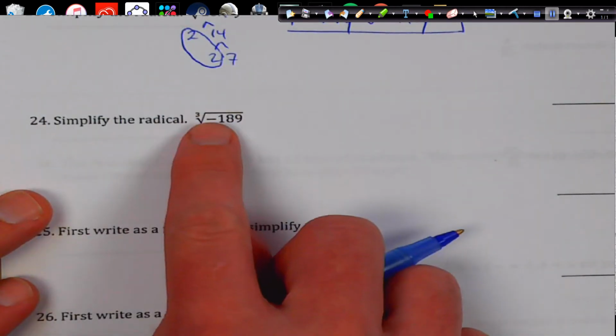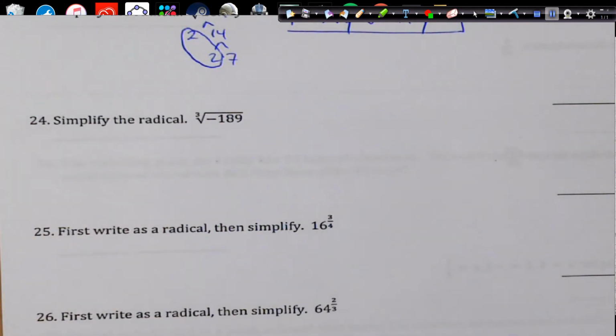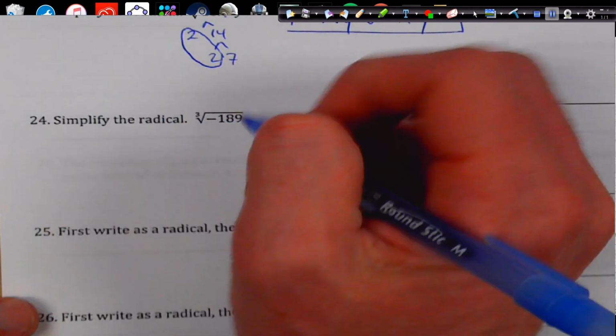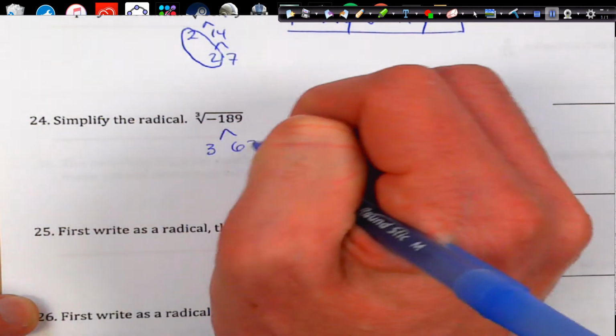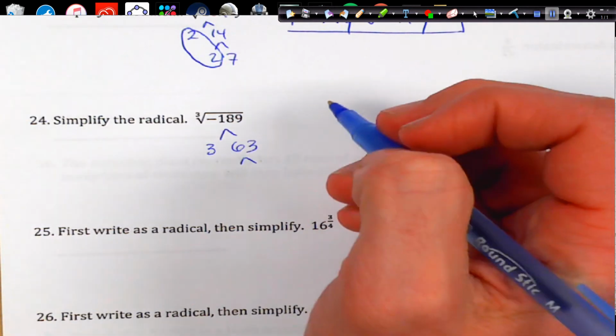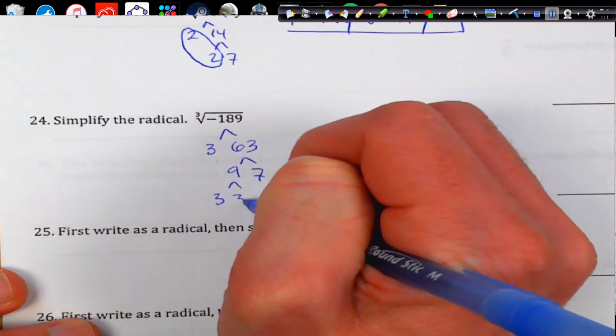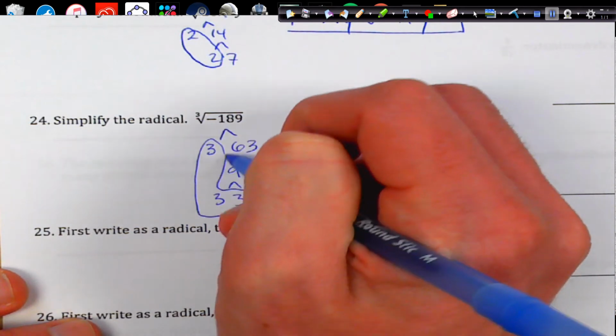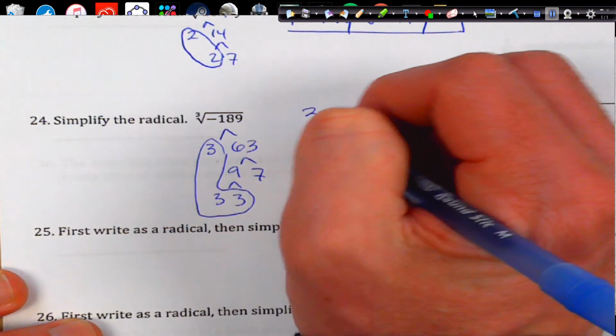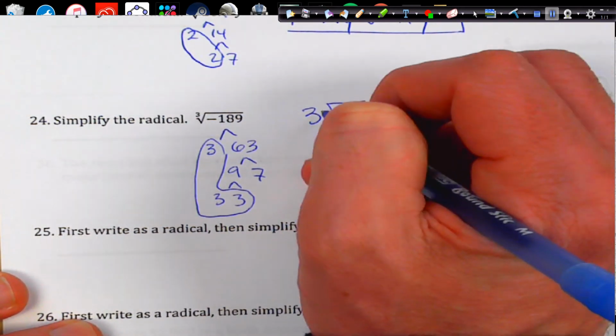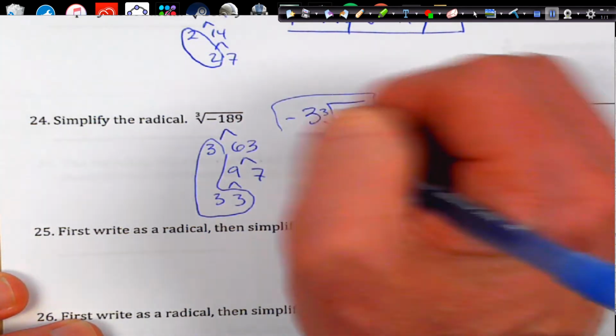Here we're looking for 3 equal factors. 189 is kind of a tricky one, but I would divide by 3, and then we get 63, which we can divide. That would be 9 and 7, and then that's 3 and 3. So I do get a group of 3 to come out, and we have the 7 remaining, and it is negative still.